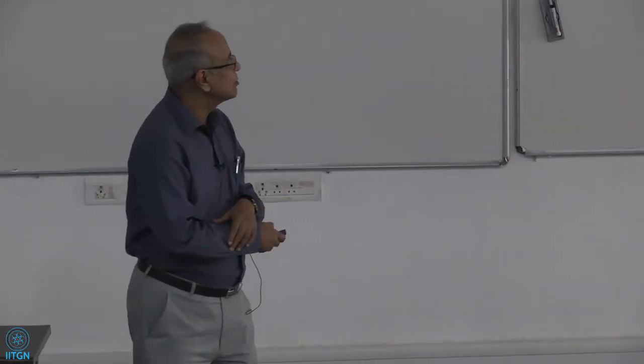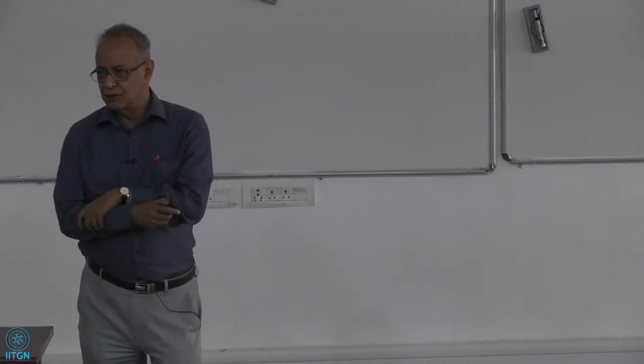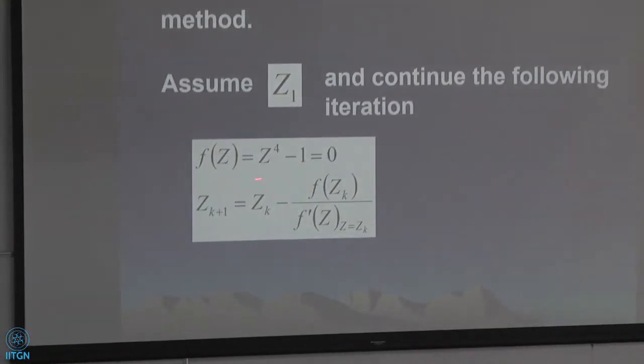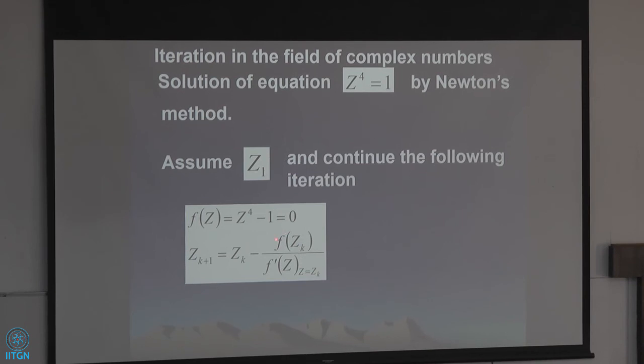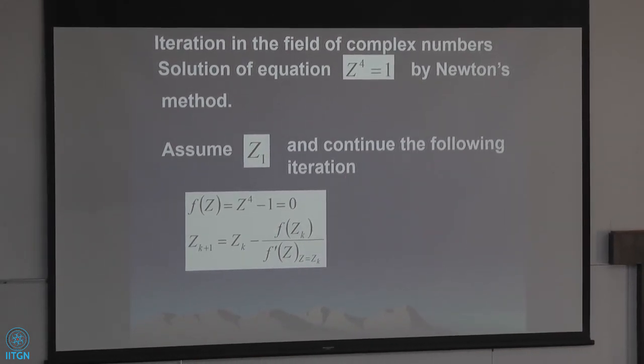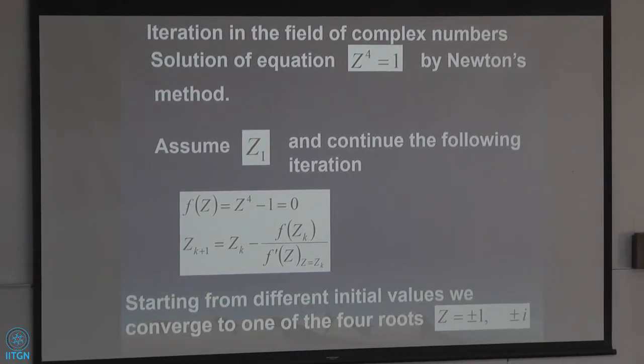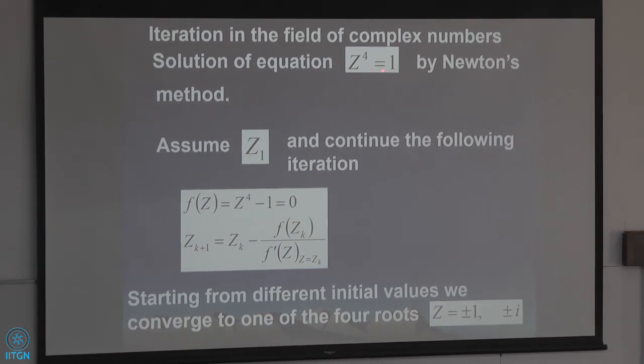So, now let us go from real numbers to the iteration in the field of complex numbers. A solution of Z^4 = 1. This we want to solve by Newton's method. So, assume Z1 and continue the following iteration. We have seen this Taylor's expansion. Then you start from any Zk, next iteration you get this, you only need the derivative of this at Zk. So, the roots, the answer is known: +1, -1, +i, -i.